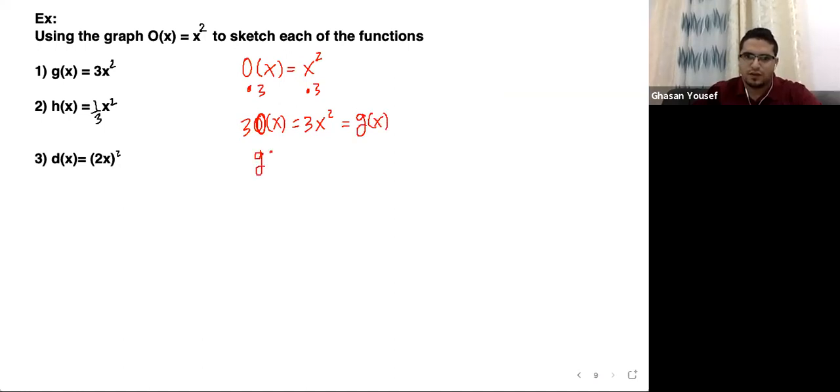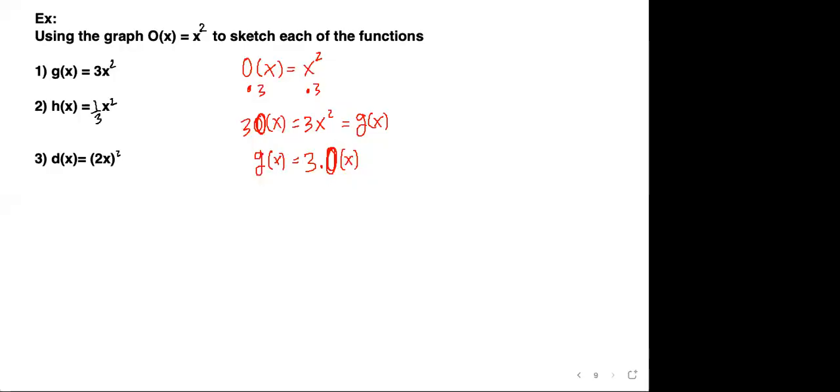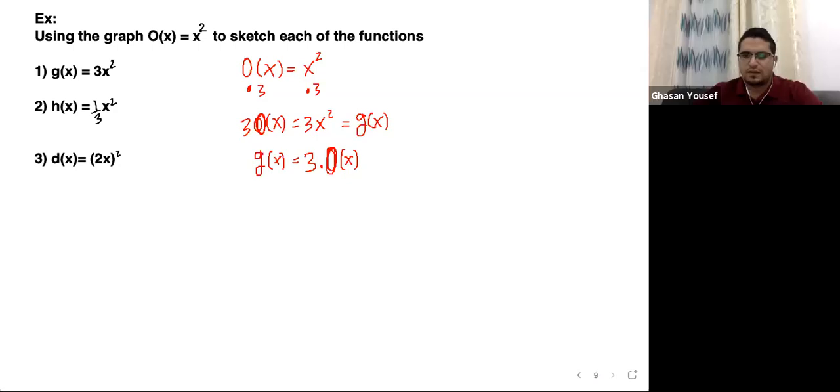Now g of x equal 3 times the original function of x. Now how we can graph this one? Here multiply the 3 outside, and how we can graph the function g of x? G of x equal 3 times the original function O of x. Go ahead. Now you just plug in x squared for O of x, right? When you see the 3 outside, can you tell me what's that exactly?